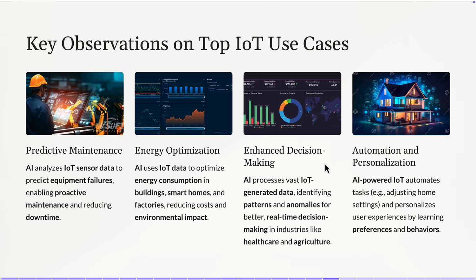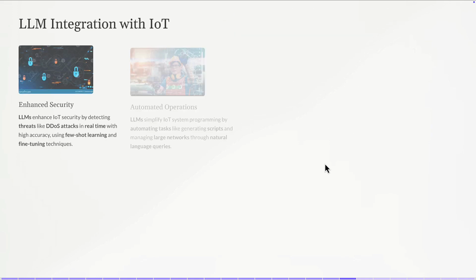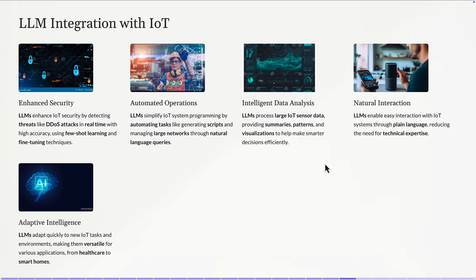Okay, so the top IoT use cases: it's used in predictive maintenance, energy optimization, enhanced decision making, and automation. This is kind of the lessons learned from all our discussion about the different use cases that we've talked about. Now there is a trend of integrating IoT with large language models.